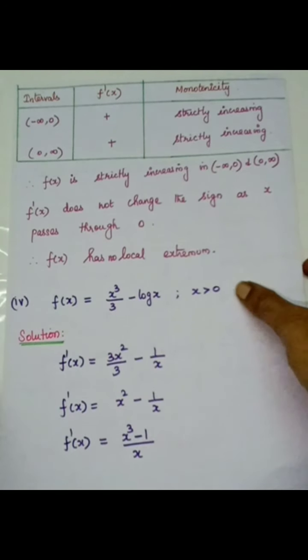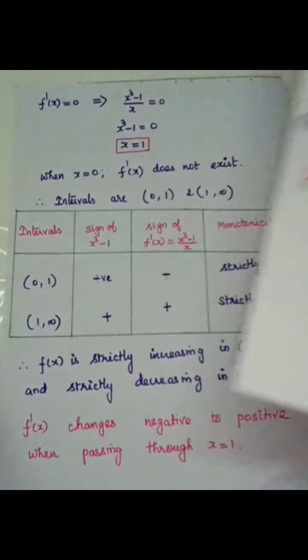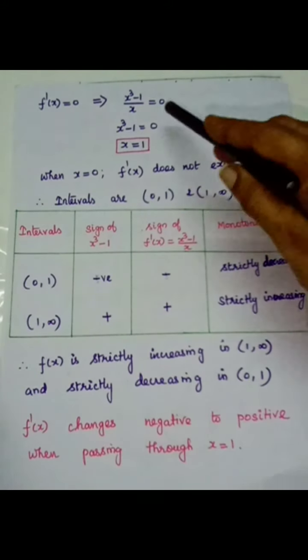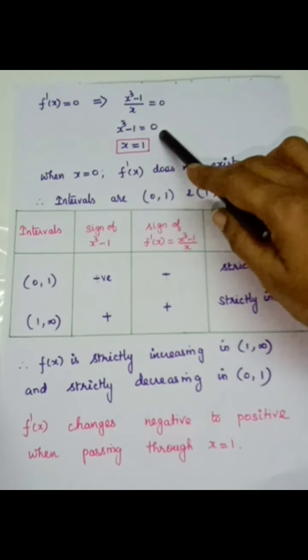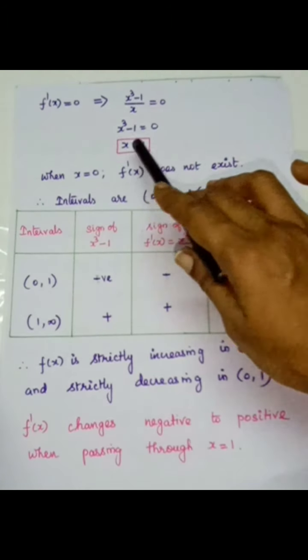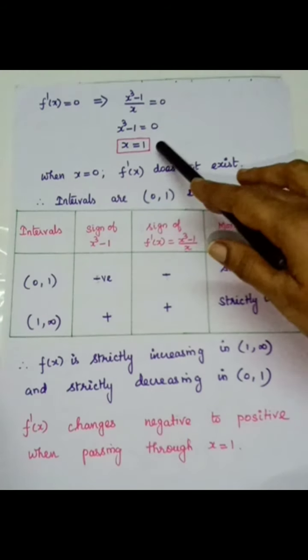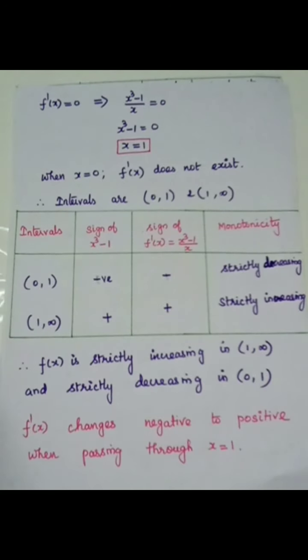What's the next step? You have to equate f dash of x equal to 0. So when you equate, the denominator into 0 is 0. So x cube minus 1 is equal to 0 means x is equal to 1. The remaining two roots are imaginary, we are not going to consider them. So 1 point we are getting. What is that? x is equal to 1.